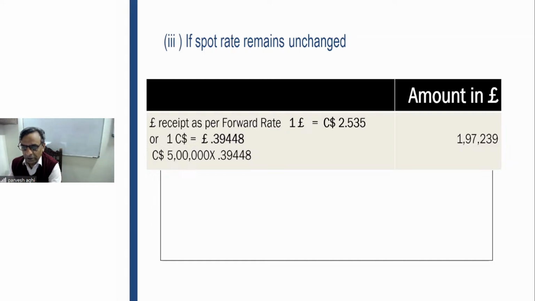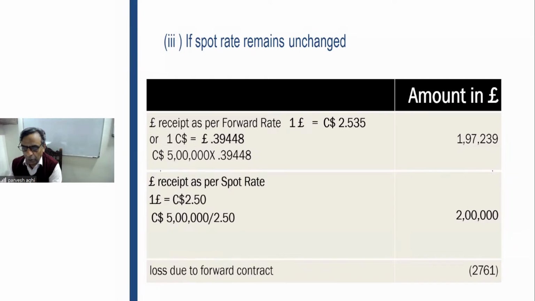So we multiply this with the CS rate, which I have shown in my slide. So 5 lakh Canadian dollars multiplied by 0.39448, or we could have even divided by 2.535, which I did in my other slide. So he's getting the same amount. Now, if the spot remains unchanged, the spot rate at the beginning, which was given to us in the question, is 1 pound equals 2.5 Canadian dollars. So we divide 5 lakh by 2.5, and we get 2 lakh pounds.